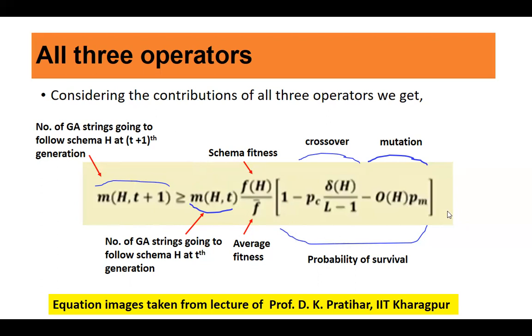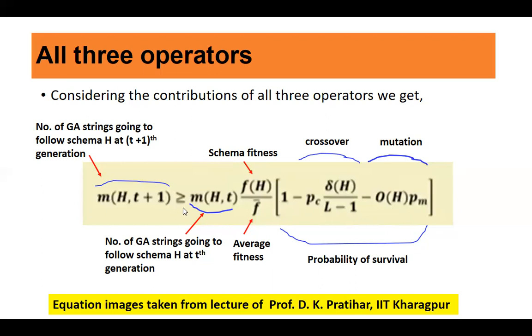Then you have the probability of survival, which consists of crossover and mutation, right? This is the probability of crossover, 1 minus probability of crossover multiplied by delta H, that is the defining length, divided by the length of the string minus 1, minus order of H multiplied by probability of mutation. So this is mutation, this is crossover. All together we call it the probability of survival. This is the schema fitness, this is the average fitness. Fine. I hope the equation is clear.